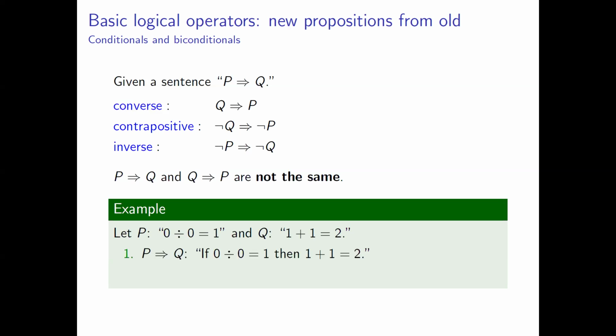Since P is false, the proposition if P then Q is true. Since Q is true and P is false, the proposition if Q then P is false. Therefore, the statements if 0 divided by 0 equals 1, then 1 plus 1 equals 2, and if 1 plus 1 equals 2, then 0 divided by 0 equals 1 have different meanings.